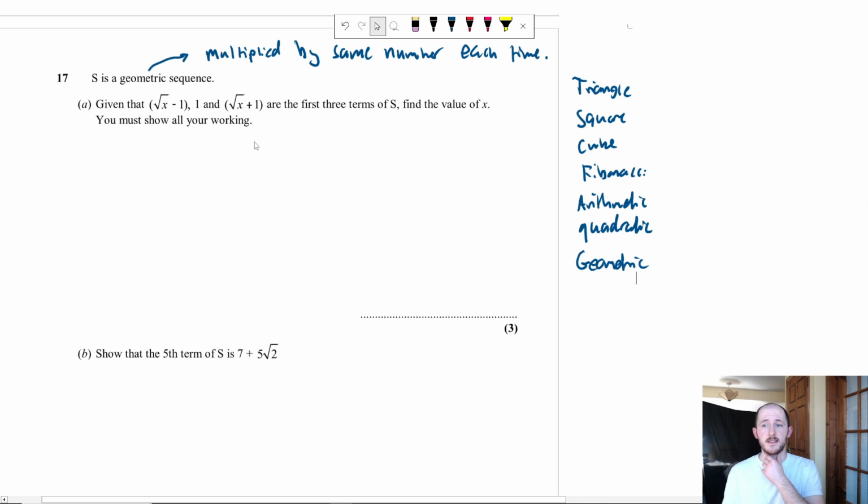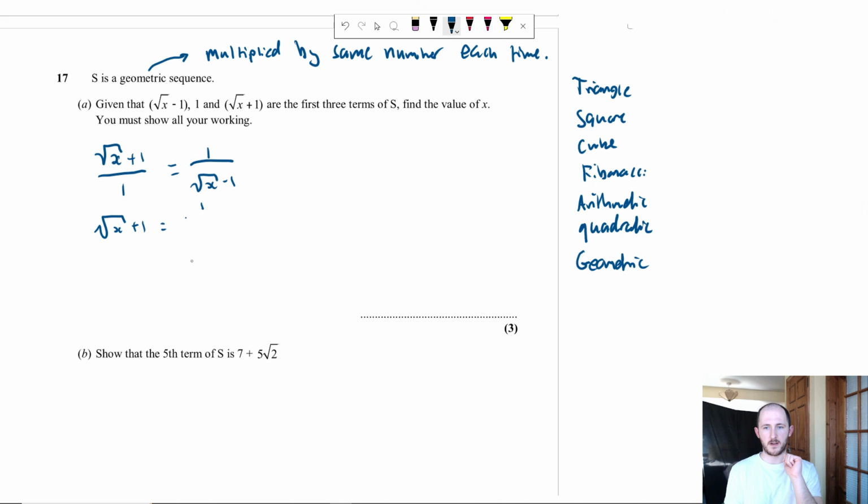So in this case, if I need to work out what x is, what I can do is say that root x plus 1 divided by 1 should equal 1 divided by root x minus 1. Right? Because they're multiplied by the same number each time. Which means if I divide them, they should give me the exact same value. So this left-hand side is root x plus 1, and that would be 1 over root x minus 1.